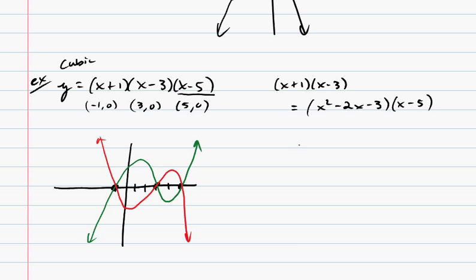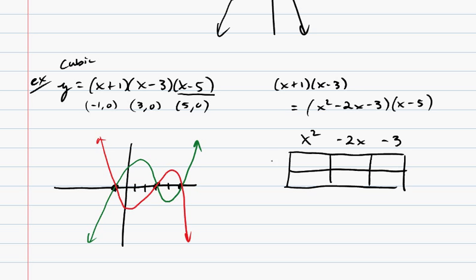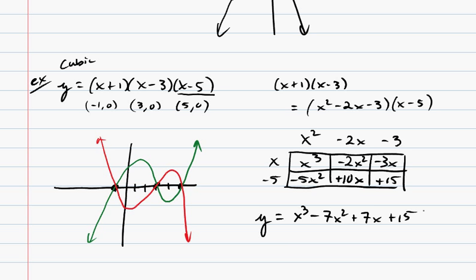Now remember that one of the easier ways to expand a 3 by 2 out is to organize it with a box. So I'll put x times x minus 5, that'll be x cubed, and minus 5x squared plus 10x plus 15. If I combine those all out, I get x cubed minus 7x squared plus 7x plus 15. So that is my standard form.